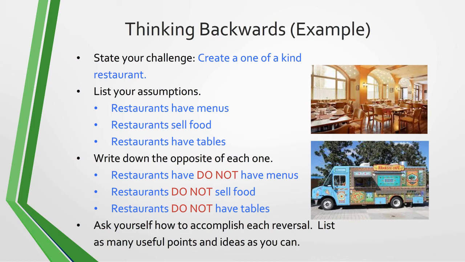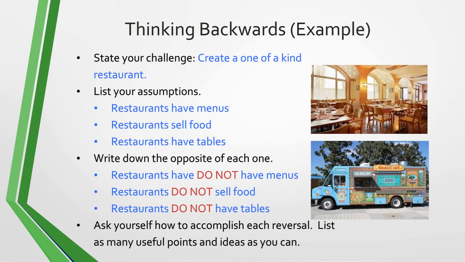So let's take a look at our example of starting a restaurant. Here I stated that I want to create a one-of-a-kind restaurant. But even if I had just listed restaurant, that would have been okay. Now I'm going to list my assumptions. Restaurants have menus, restaurants sell food, and restaurants have tables. There are lots more, but for our purposes, I listed 3 here.